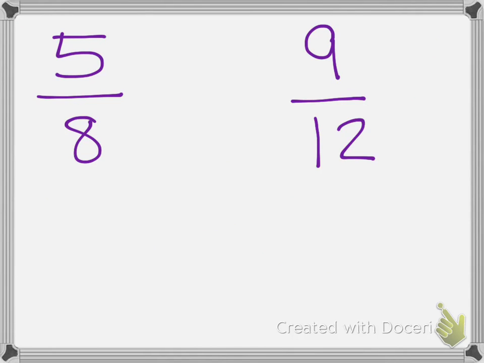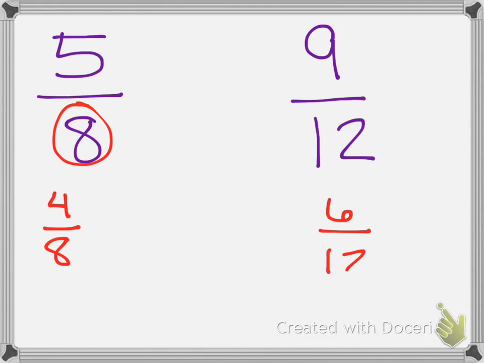My last example, I'm not going to draw a picture, but in my head I'm going to think, well, I have eighths, and I know that 4/8 would be half, and that this is more than that. And then I have 9/12, and that 6/12 would have been half. Now the kids might get confused here because both of them are greater than half.